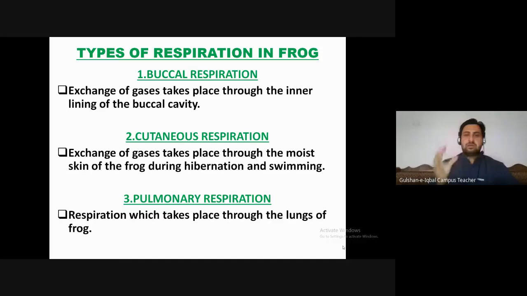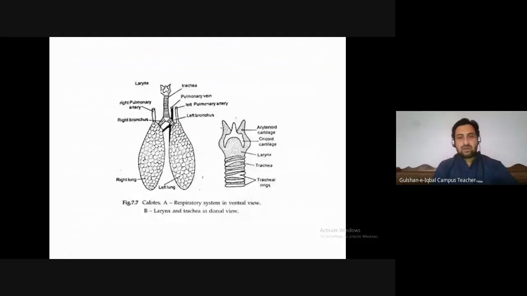If you have any question, you can ask me. This is basically the respiratory system of a frog. This is the larynx, okay? The voice box. This is the trachea, the windpipe. These are the branches of the trachea known as the bronchi, right bronchus and left bronchus. And this is the right lung and left lung. Inside the lung, we have bronchioles, and then we have alveoli. That you have studied in the respiratory system of animals.